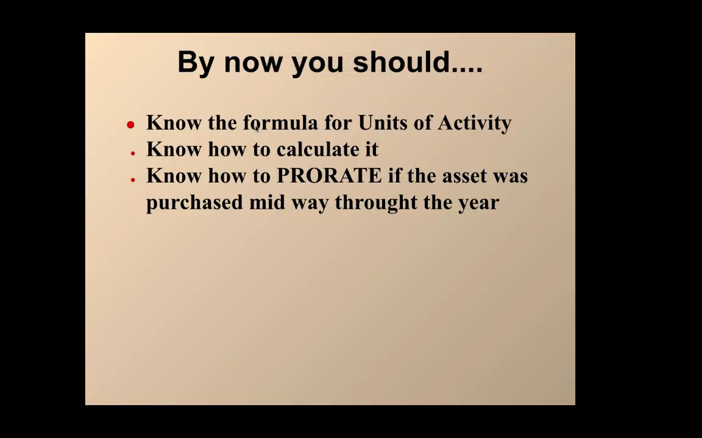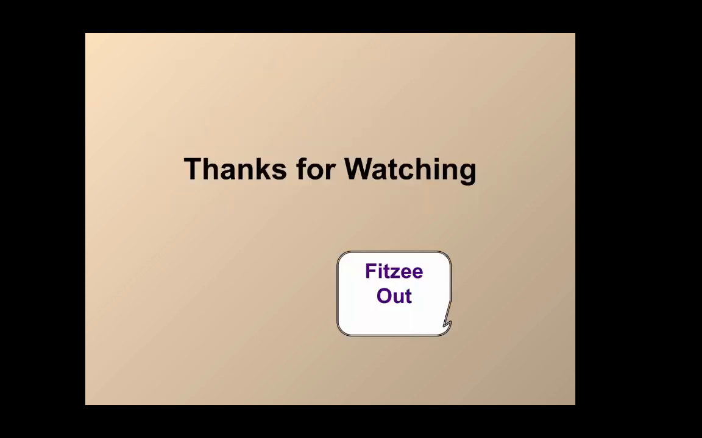So by now you should know the formula for units of activity and know how to calculate it, hopefully using a spreadsheet. And there's no proration in this method because it doesn't matter if you bought the asset midway through the year. It just matters how many units it produced or how far it went or whatever your unit of activity is that you're going to be using as your measurement. So there is no proration in this method.